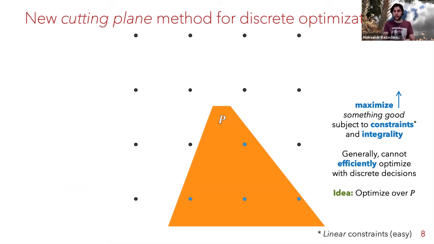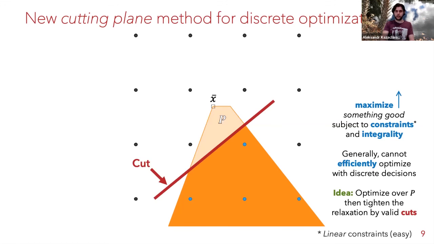I should say that the second part of the talk will involve a few nonlinear constraints, but we kind of go back to linear world even there after a few steps. Okay, so there's this polyhedron P, and we optimize over that, and we get a solution X bar. That's the optimal solution to P, but it might not satisfy the integrality constraints.